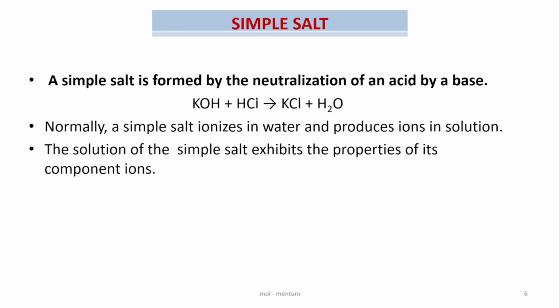This is the example of a simple salt where we have potassium hydroxide and HCl. These two combine to form a simple salt, potassium chloride. When this potassium chloride is dissolved in water, it dissociates into K plus and Cl minus. So these salts are strong electrolytes. They get ionized in water.